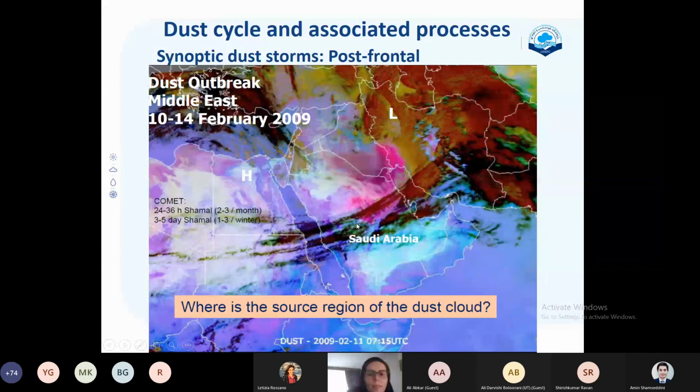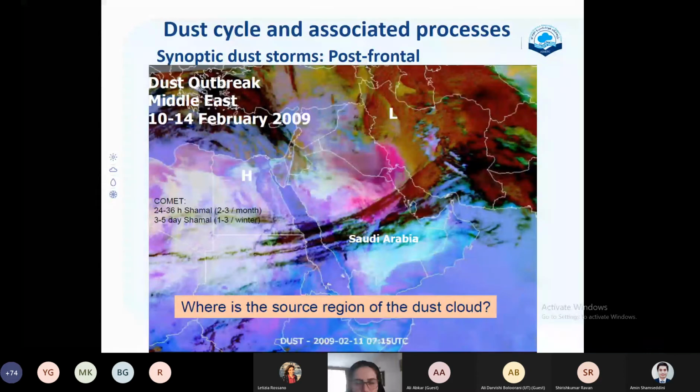These are the MSG, or Meteosat Second Generation, outputs. These are geostationary satellites that have very rapid scan, and they are very useful operationally, especially for forecasters in several national meteorological and hydrological services around the world.